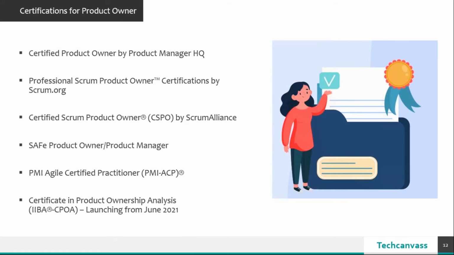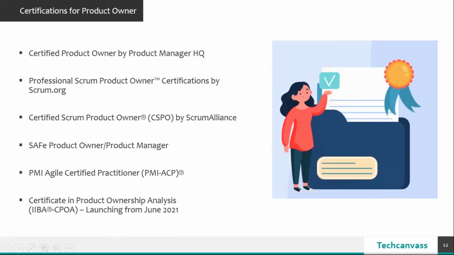Now, coming to the certifications, here is a list of certifications that you can do if you want to go ahead with a product owner role. There is the Certified Product Owner by Product Manager HQ. Then from scrum.org, you can get the Professional Scrum Product Owner certification. Similarly, from Scrum Alliance, you can get the Certified Scrum Product Owner. Both are Scrum product owner certifications, but they are provided by different organizations, one from Scrum Alliance, one from scrum.org.